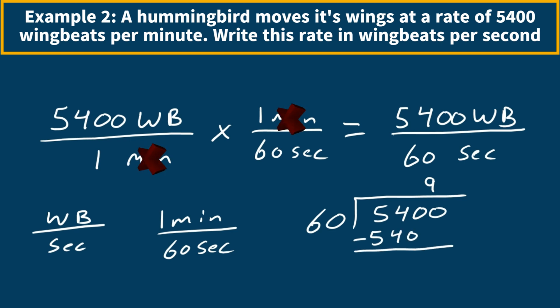We're going to subtract those. We're going to have a 0. Now we bring down this 0 here. 60 goes into 0 times, and there's no other numbers left. That means that our final answer is going to be 90 wing beats per second.